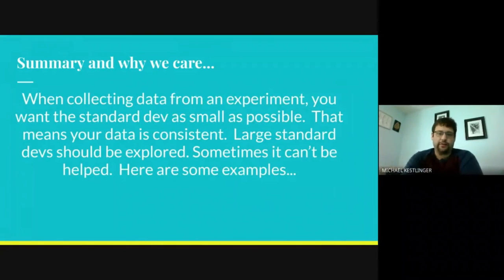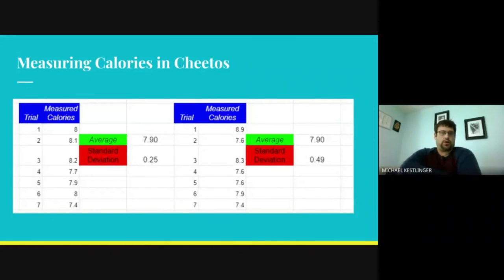When collecting data from an experiment, you want the standard deviation as small as possible. That means your data is consistent. Large standard deviations should be explored. Sometimes it can't be helped. Here are some examples. So here we go.